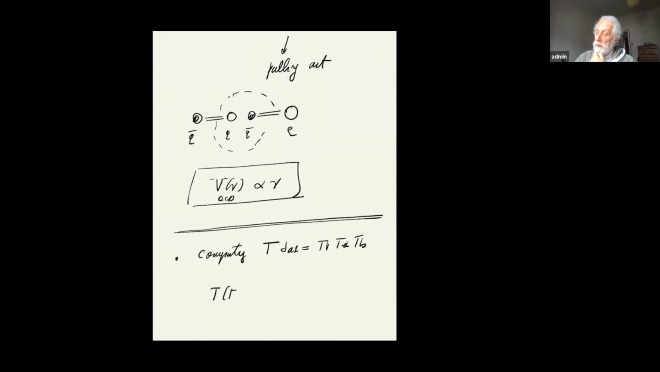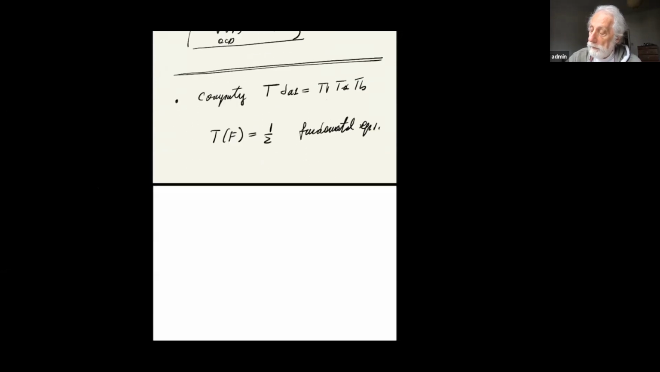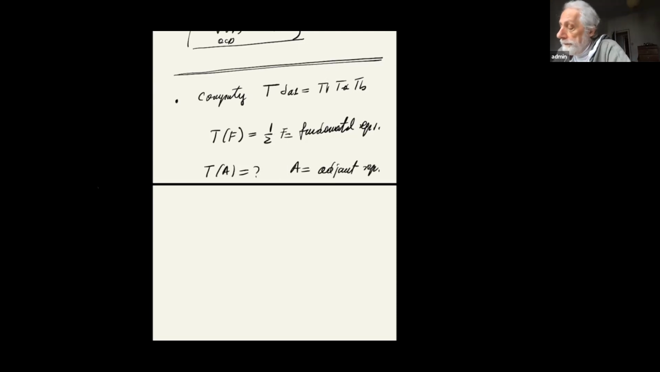T fundamental, we said, is a half for the fundamental representation. In other words, for doublet in SU2, it's a half. For triplet in SU2, it's a half. What about T adjoint? How do I compute adjoint? Any suggestions?